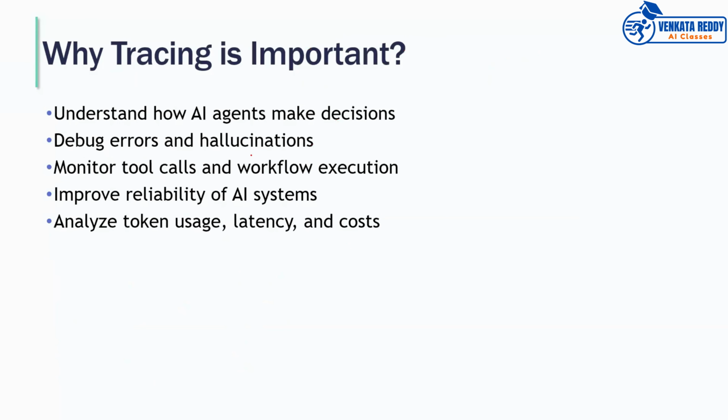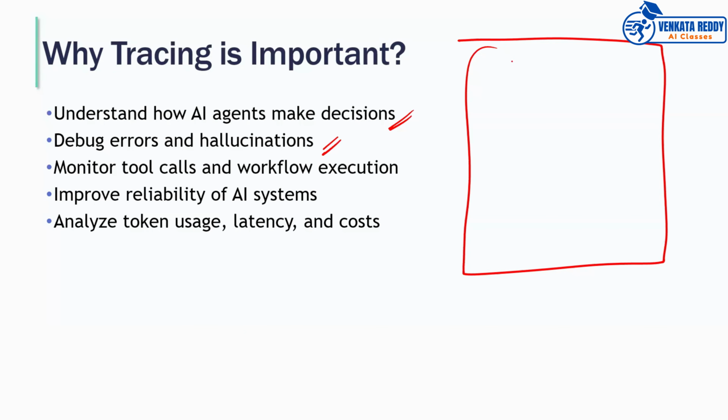And why is tracing important? Tracing may not be important when you are learning something like this. When we are just understanding LangGraph, maybe we are not really worried about it. But when you are building production-grade AI agents, if you want to know whether the AI is making the right decisions or not, if the stakes are really high, if you want to know whether any error happened, if you want to debug those errors, if you want to exactly identify problems in a very large agentic AI system, if you want to monitor the tool calls and workflow execution, if you want to improve the reliability of the AI system, if you want to clearly explain to your clients that I have followed this path to get this final answer.